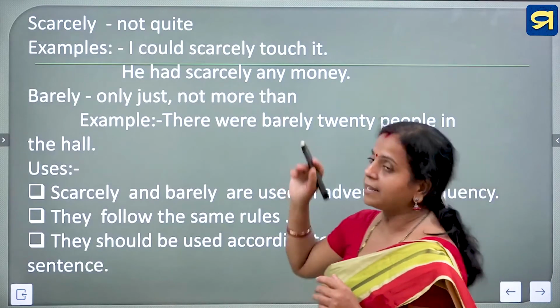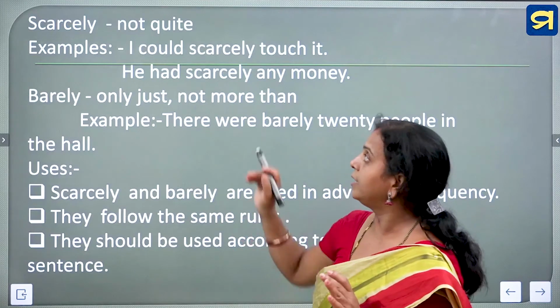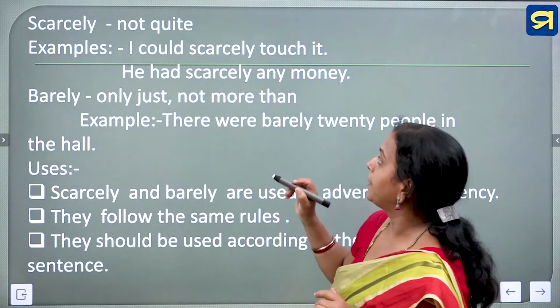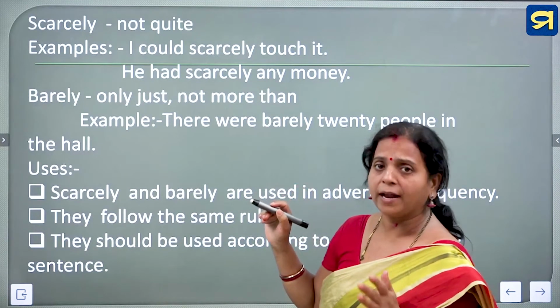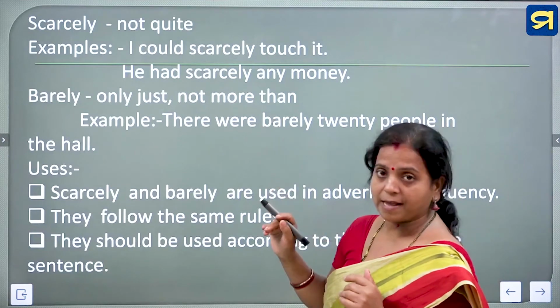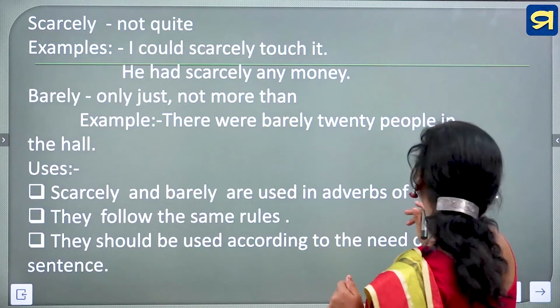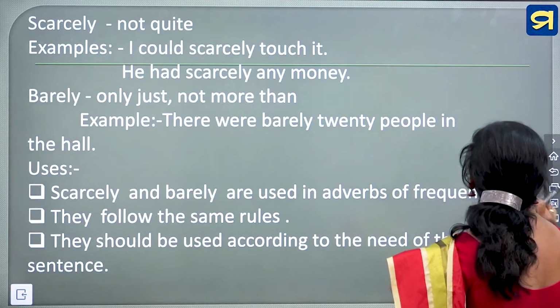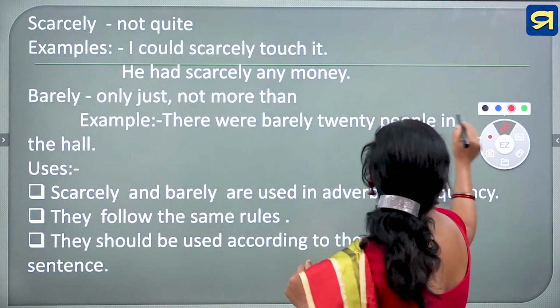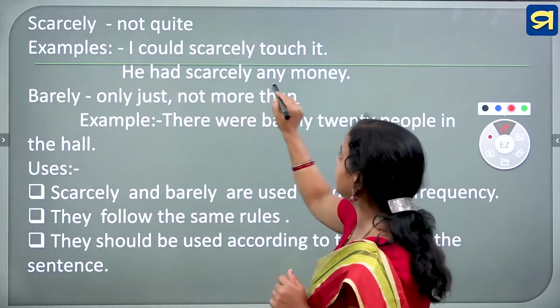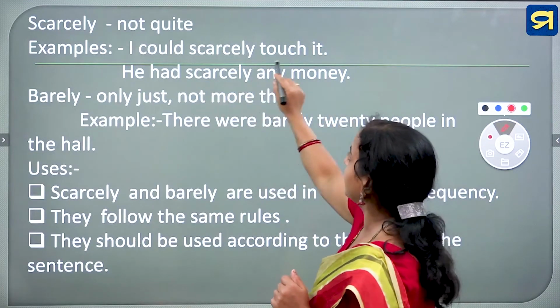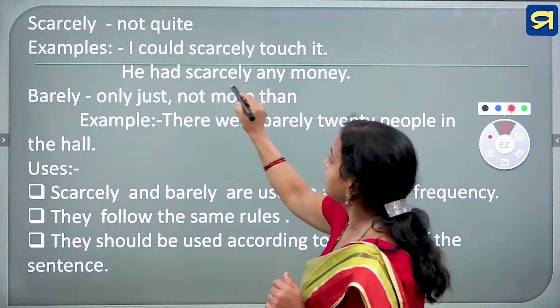Then scarcely. Hardly is okay, children. Then come to scarcely. Scarcely means not quite and not enough. Come to the examples. I could scarcely touch it. He has scarcely any money. Children, look at the second example. He had scarcely any money.